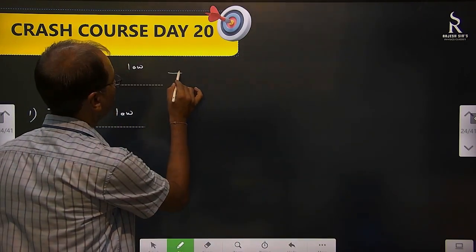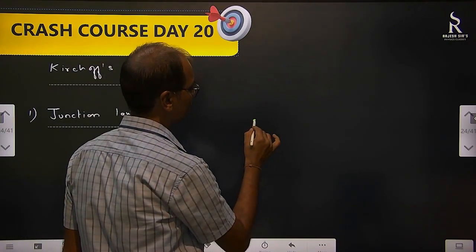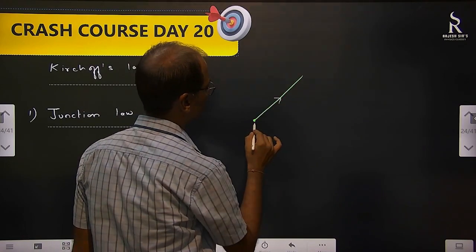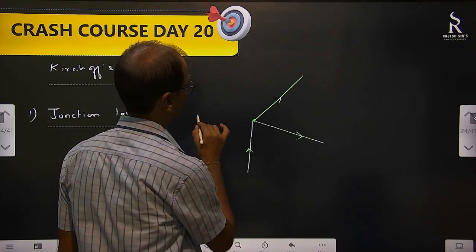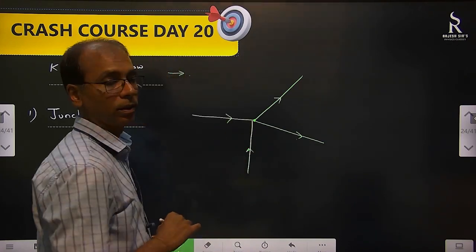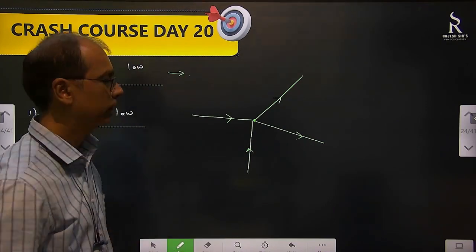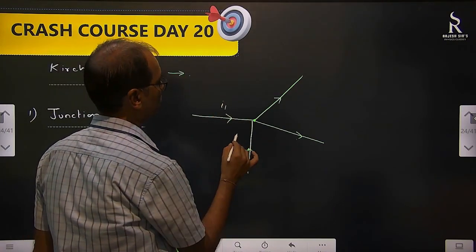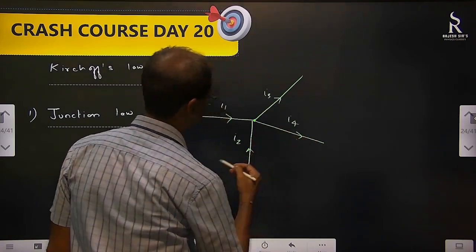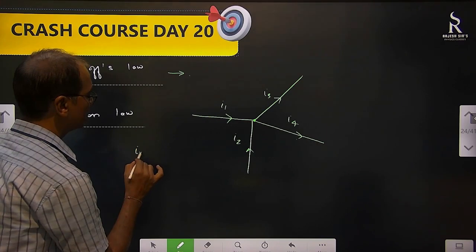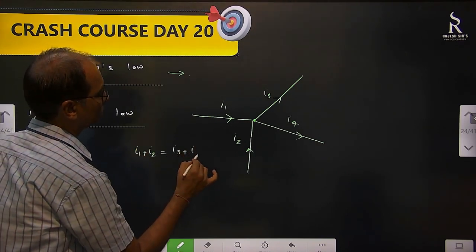Okay, two laws are there. One is junction law. So what it says is that at any junction, the sum of all the currents is equal to 0. Or it says that the sum of incoming currents is equal to the sum of outgoing currents. So this is I1, this is I2, there is I3 and I4. I3 and I4 you can see are going out, I1 and I2 are coming in. So the sum of incoming currents, I1 plus I2, equals the sum of outgoing currents, I3 plus I4.